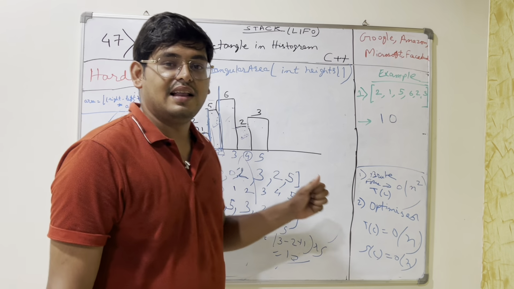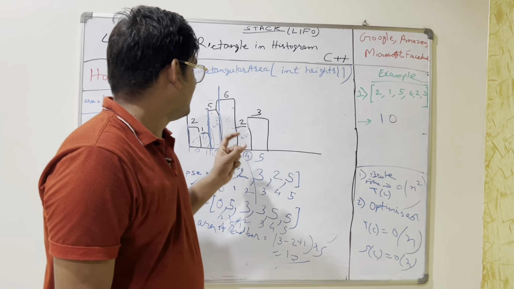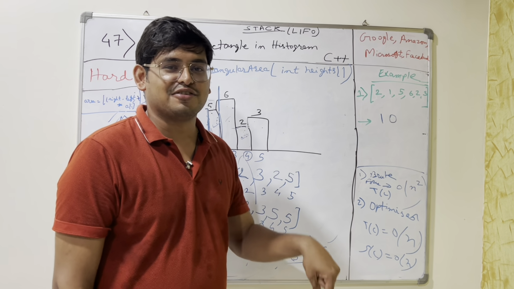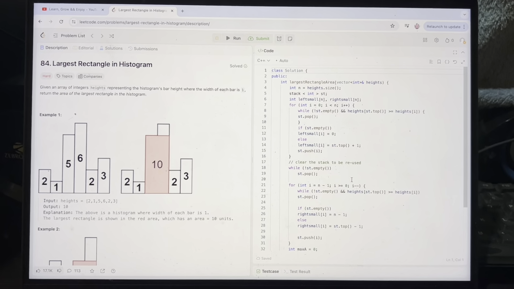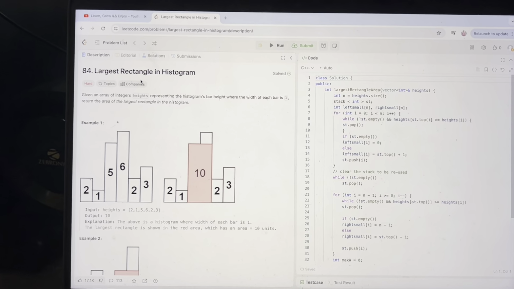So let's directly go to the code walkthrough and understand this, and I'll directly run it. If you want to try it yourself, please try it yourself. The link to the question has been given in the description. Here is the code walkthrough of the 47th question, Largest Rectangle in Histogram on the LeetCode platform.